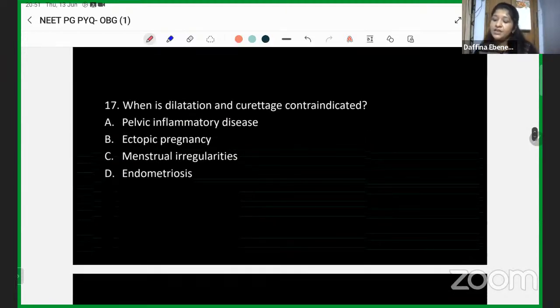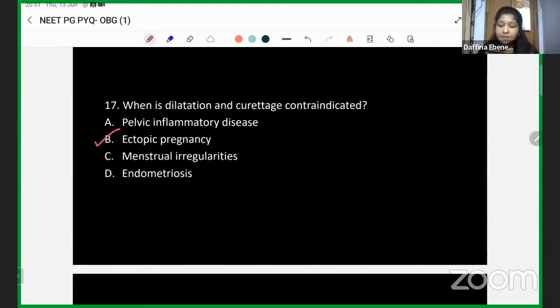When is dilatation and curettage contraindicated? Dilatation and curettage can be done in cases of ectopic pregnancies. Yes. It can be done in case of menstrual irregularities. Yes, it can be done. Okay. Can it be done in case of endometriosis? Very rarely, but if it's needed, it can be done.